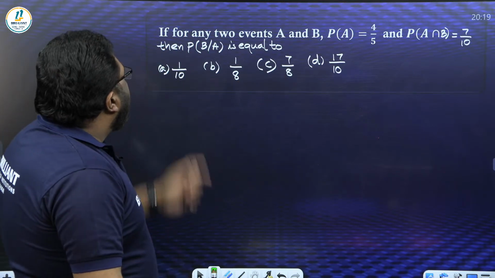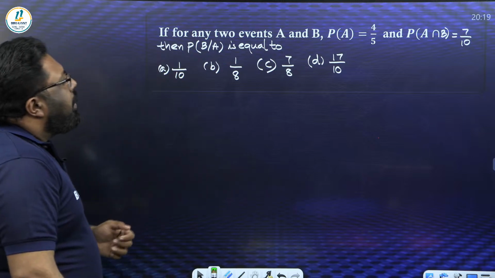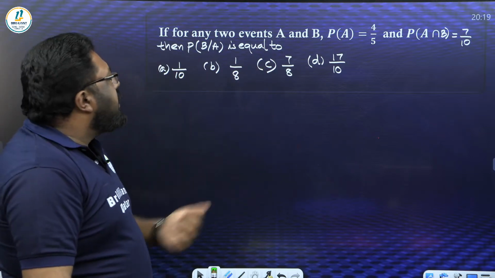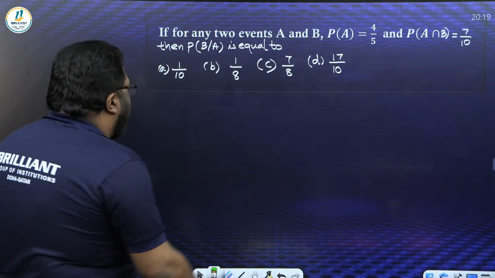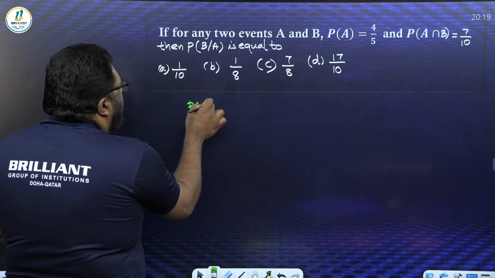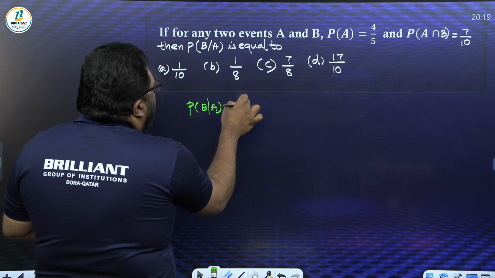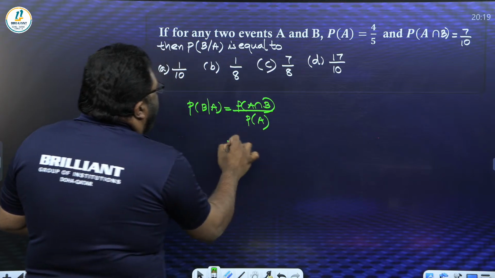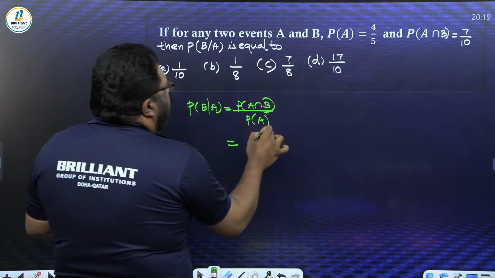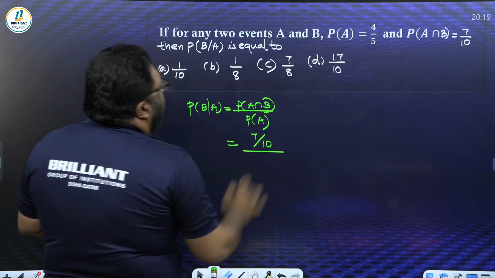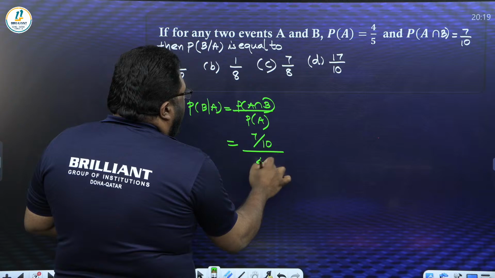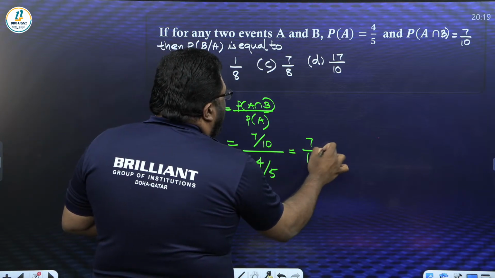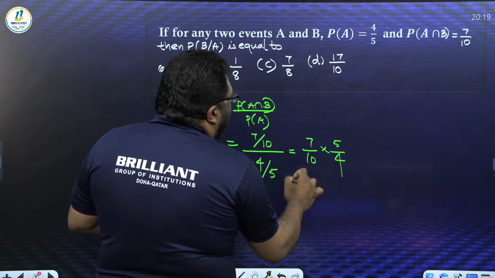Next question. If for any two events A and B, P of A is 4 by 5, P of A intersection B again 7 by 10, then what is P of B by A? Direct question, my dears. P of B by A, direct question. So it's a fully formula based question only. A intersection B by P of A. A intersection B clearly 7 by 10 and P of A clearly 4 by 5. Answer is going to be 7 by 10 into 5 by 4. Answer.